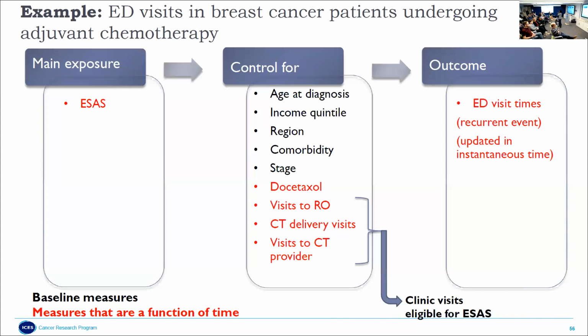So we have our main exposure, what we're controlling for, outcome, which is repeated over time, and then a bunch of time-varying measures. So I wanted to tell you, I will share with you how we operationalize ESAS and all the time-varying exposures, because there's so many ways to do it, right?